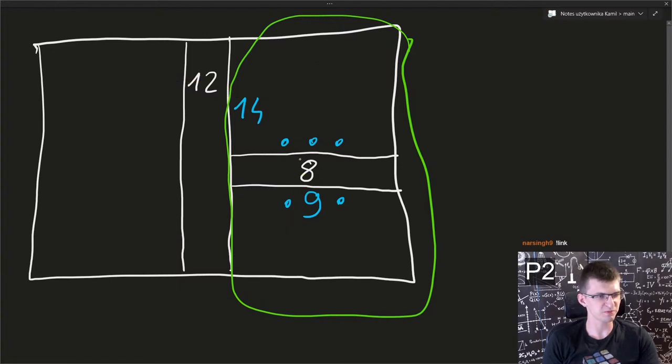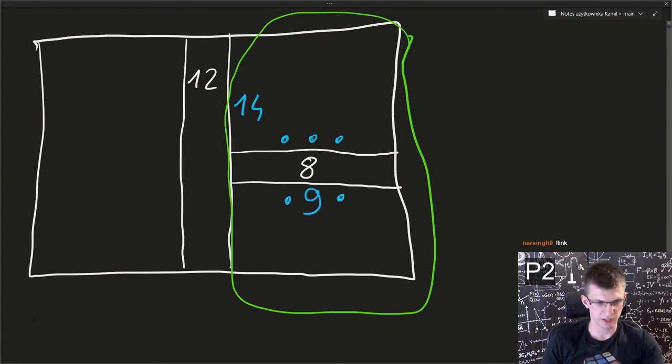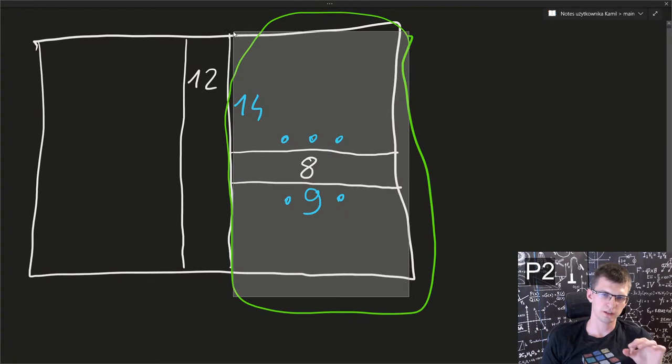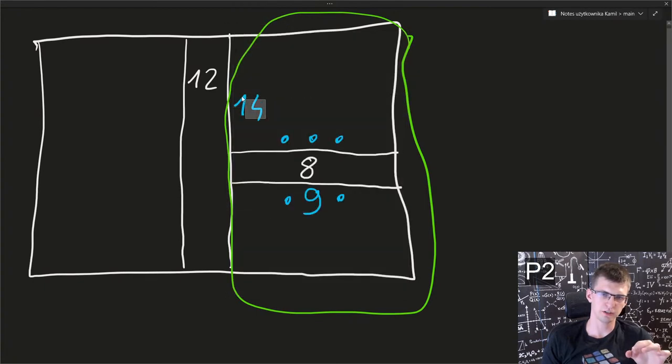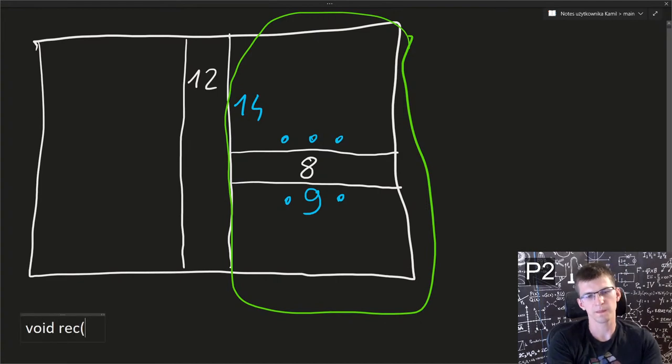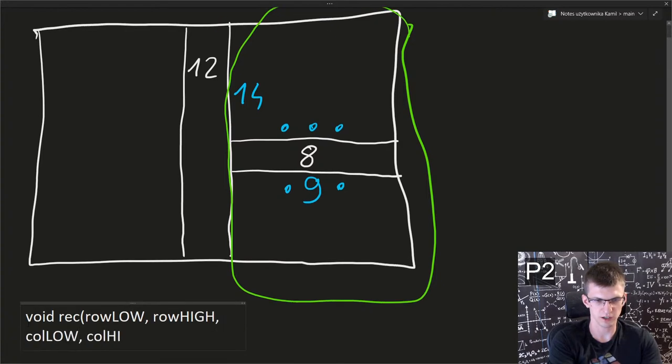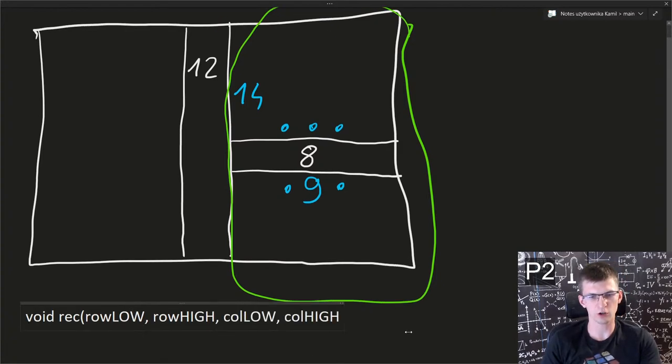It's a bit surprising that there is such an issue. I'm sure you believed me that the solution is fine, but actually there's this. So I will say what's the fix. When you go recursively to one of the halves, like we went here, and we already knew that 14 is the maximum, keep the maximum so far. So the solution should actually be: go to some rectangle. Of course, the rectangle should be described as, I don't know, row low, row high, col low, col high, something like that, and coordinates of the maximum.